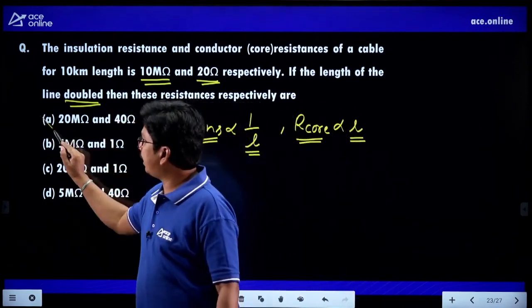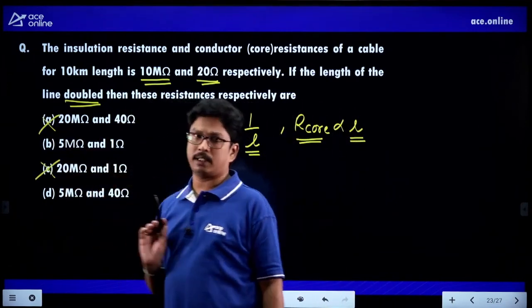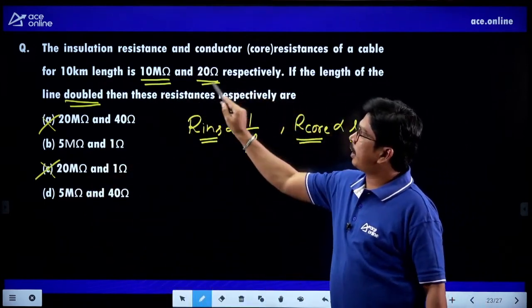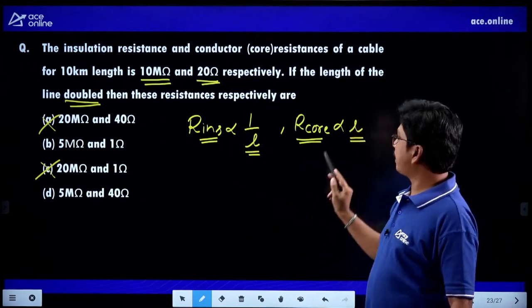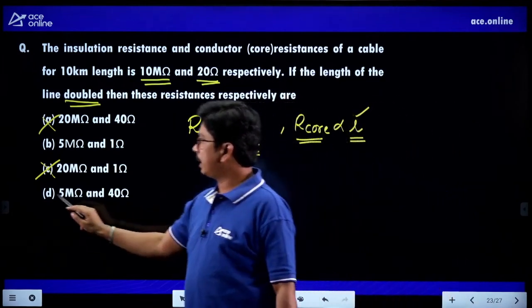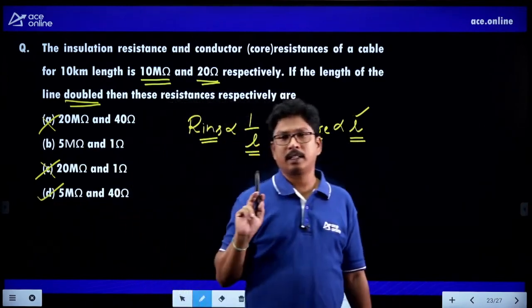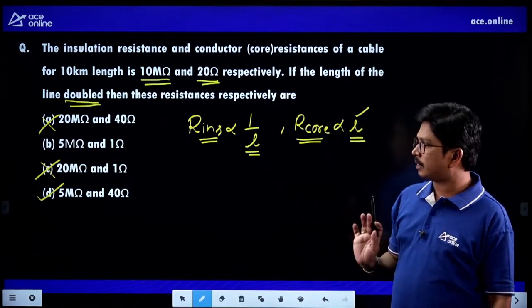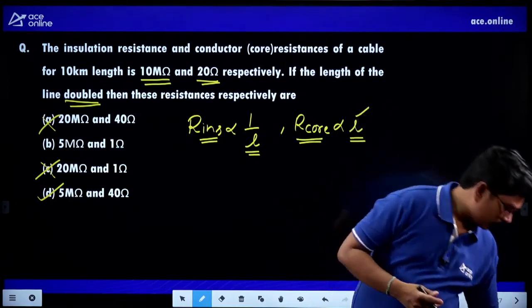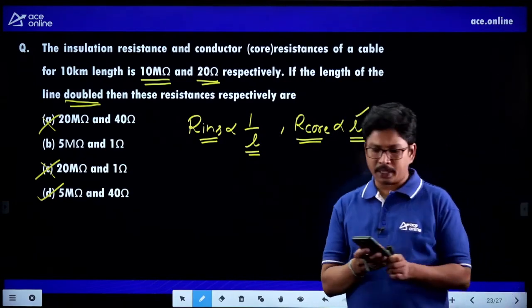So option A and option C are not correct answers. And finally, core resistance is given as 20, and when core length is doubled, its resistance will be doubled. It will become 40. Clear, students? So the correct answer is 5 mega ohms and 40 ohms. Right? So these are the questions we are having for today's session.